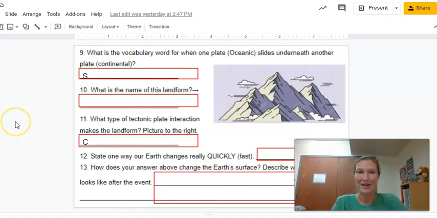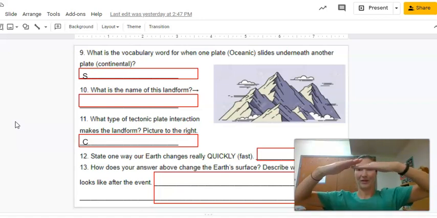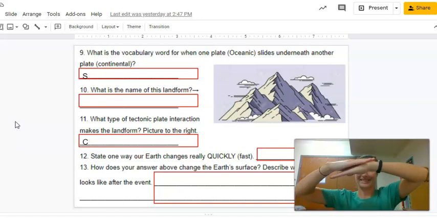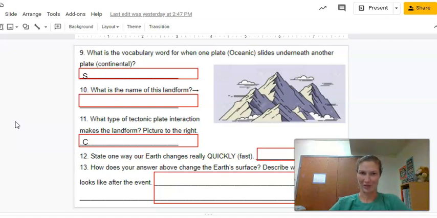All right, number 9. What is the vocabulary word for when one plate, the oceanic plate, slides underneath another plate? So in the video we talked about going scraping like that. It starts with an S.